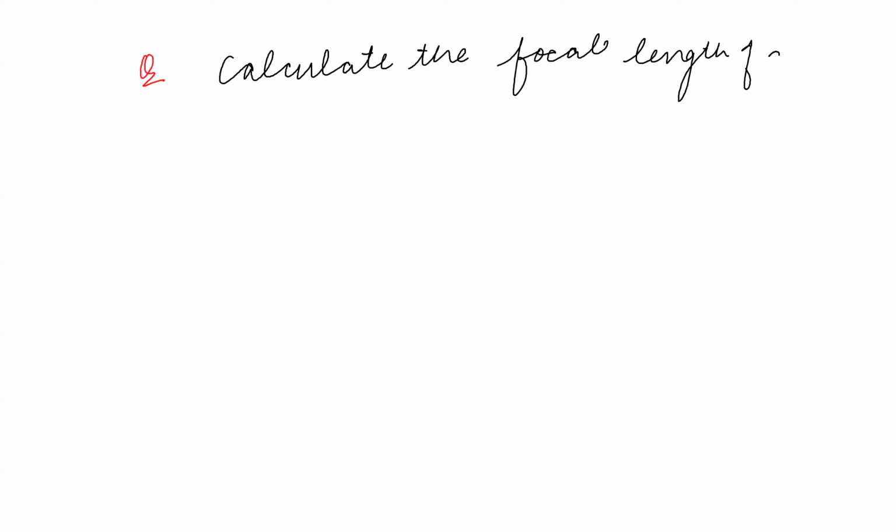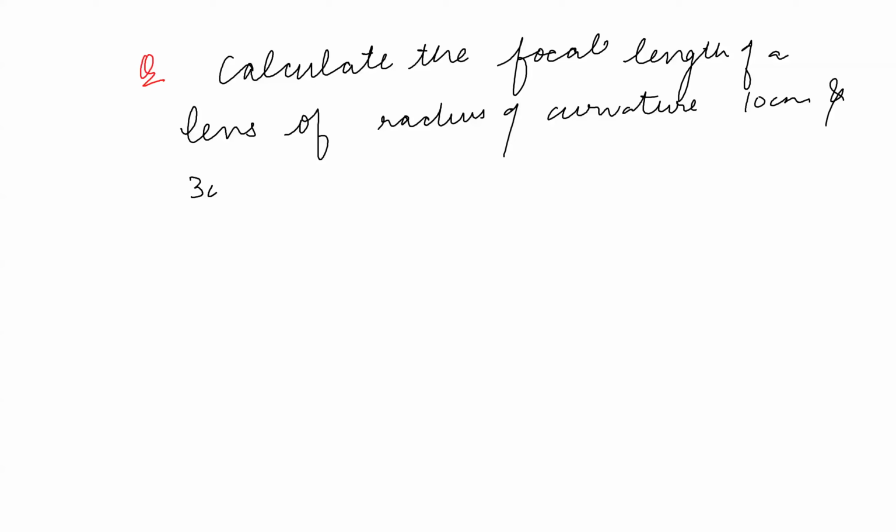Calculate the focal length of a lens of radius of curvature 10 centimeters and 30 centimeters. And the refractive index of the lens is 1.8. It's a convex lens.